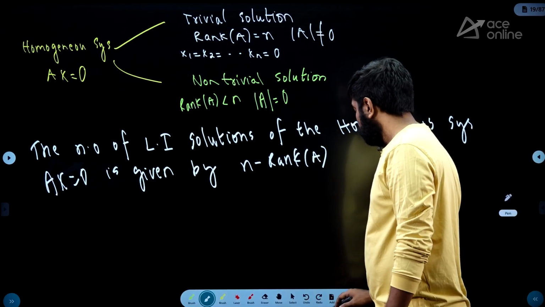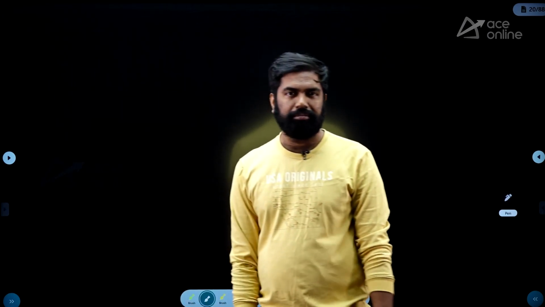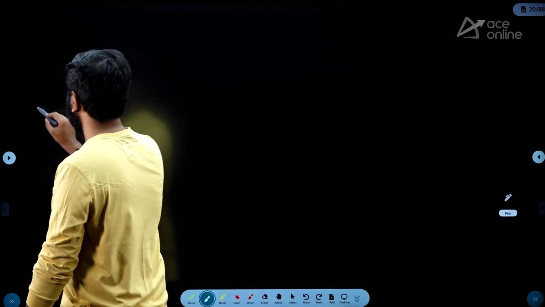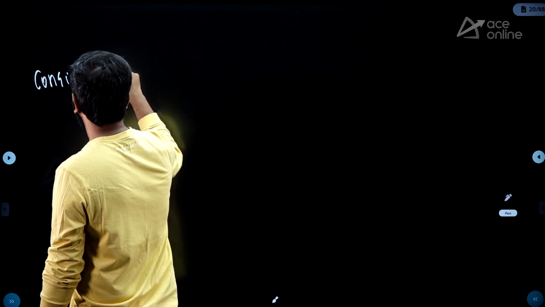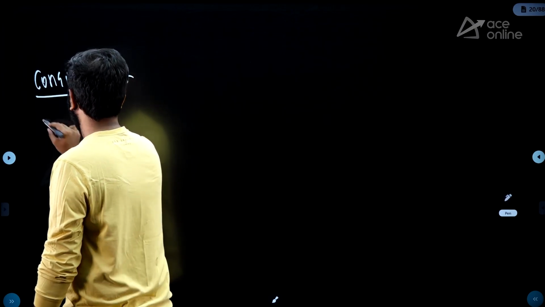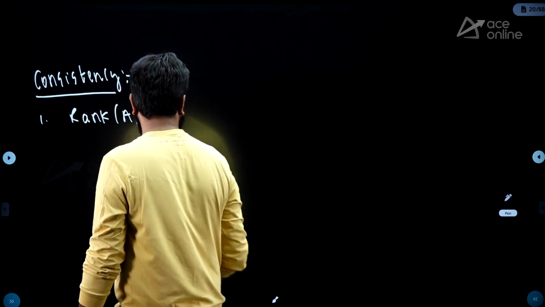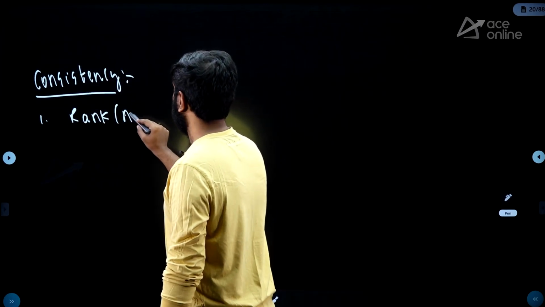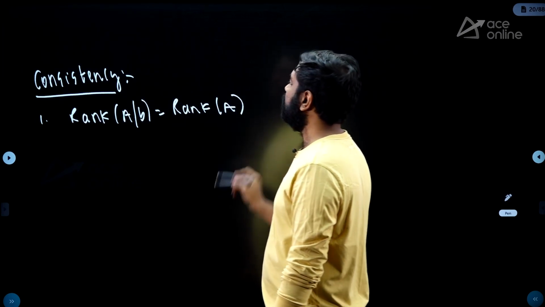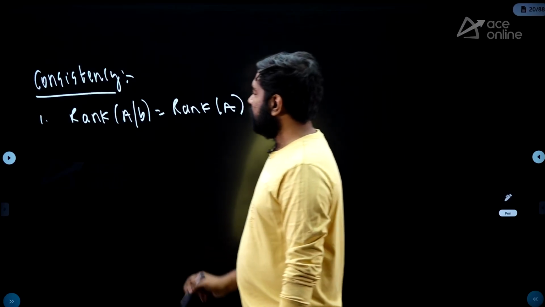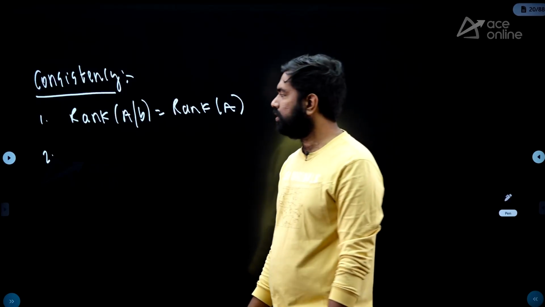Students, I want to once again highlight. So now how do you say the system is consistent? How do you say the system is consistent? Please understand this. Whenever rank of AB is equal to rank of A, we say it is consistent. This is what people teach you. There is another equivalent thing that you can check. Both are actually equivalent conditions.